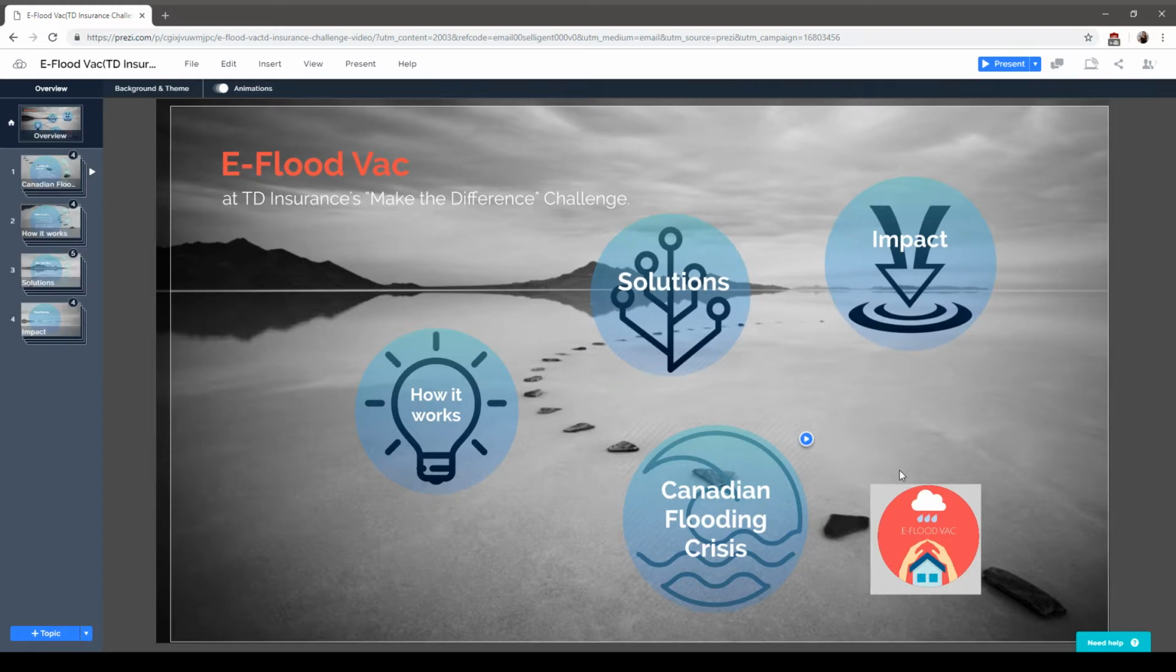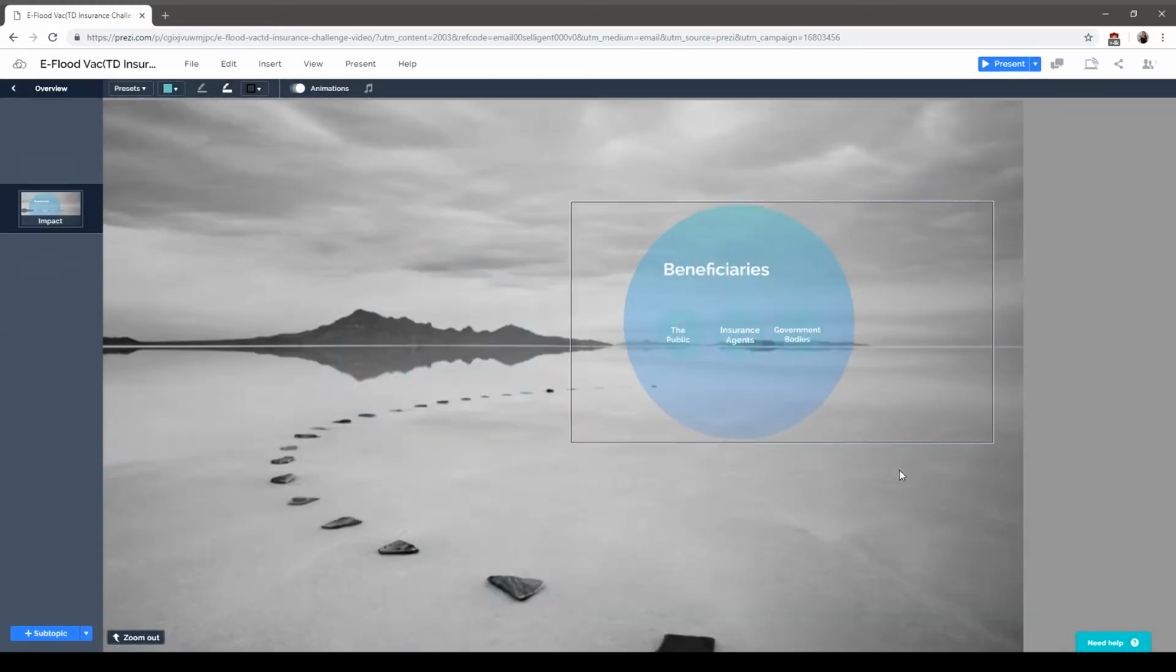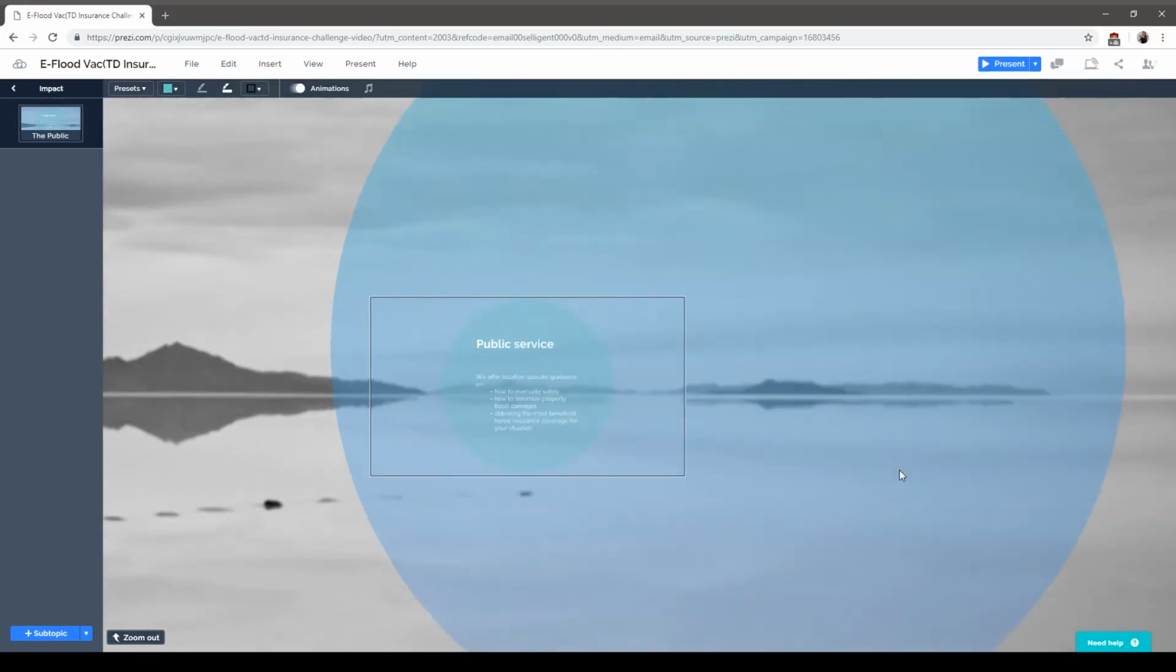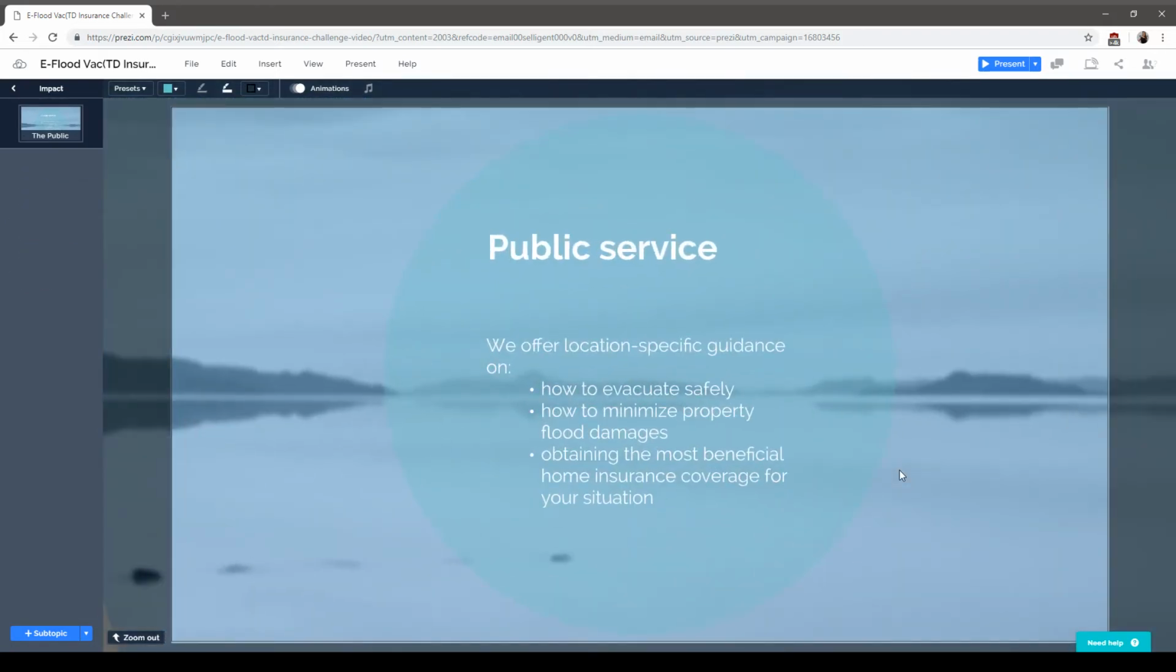And finally, let's measure our impact. The beneficiaries of E-Flood Vac are mainly the public, insurance agents, and government bodies. We offer location-specific guidance to the public on how to evacuate safely, how to minimize property damages from flooding, and how to obtain the most beneficial home insurance for your specific situation.